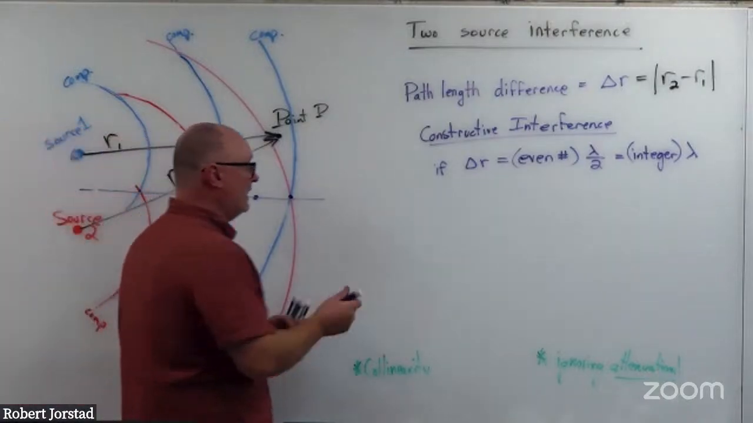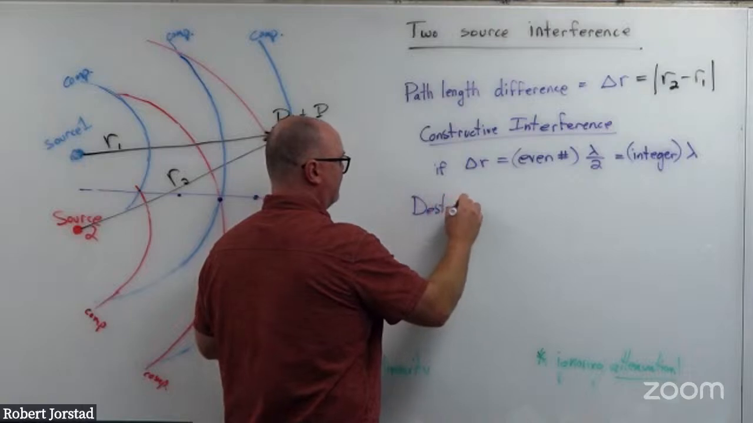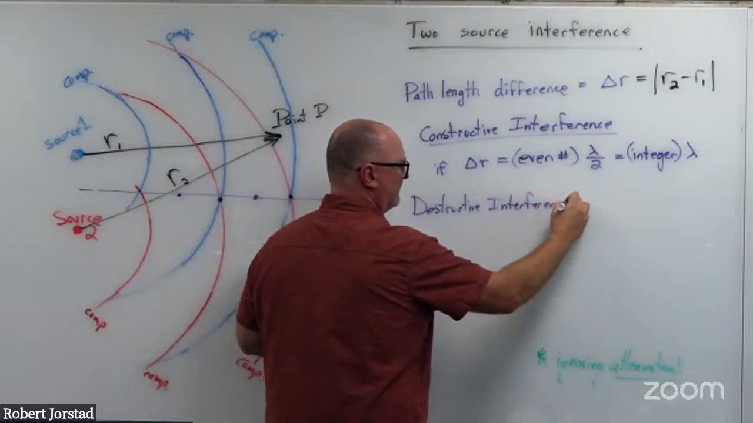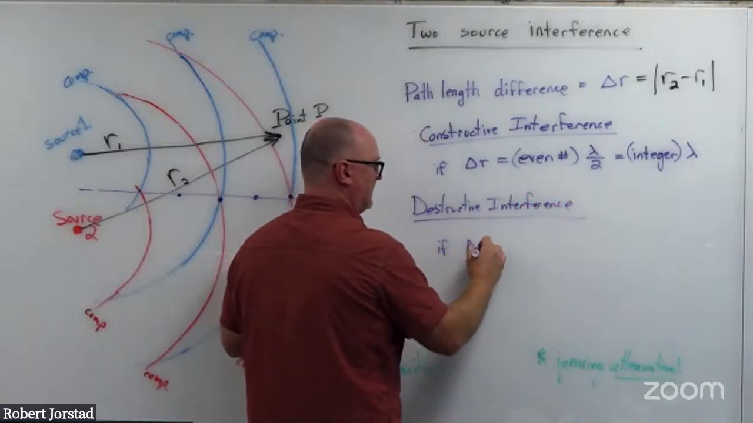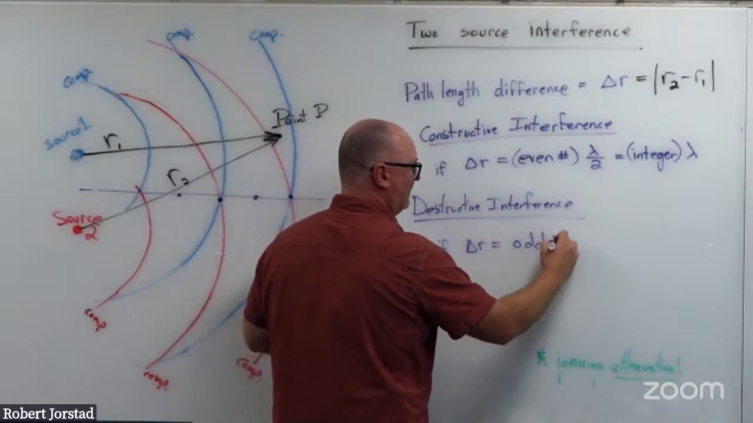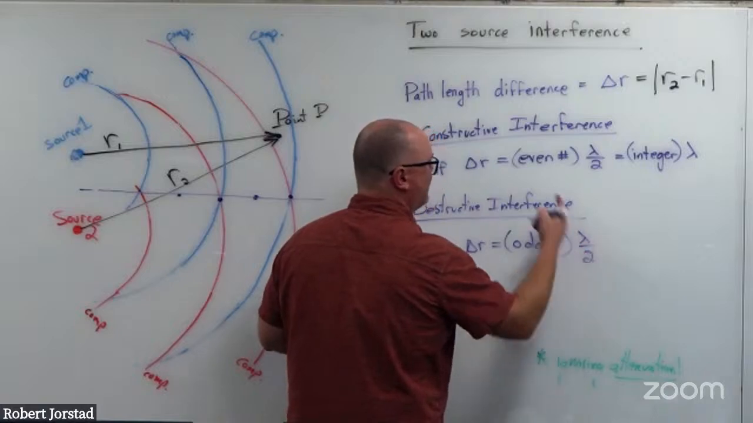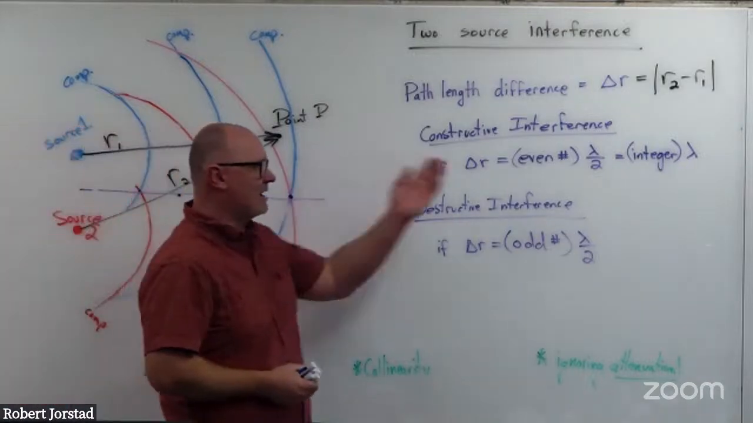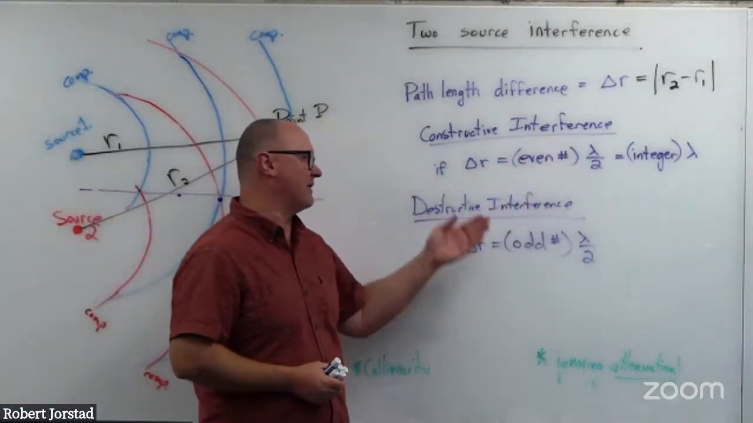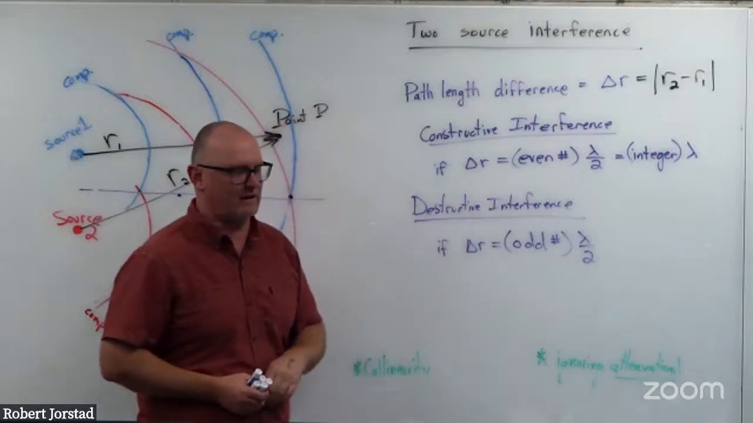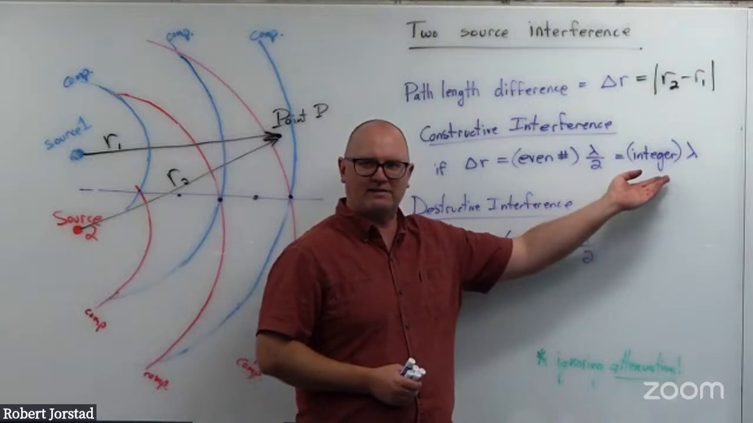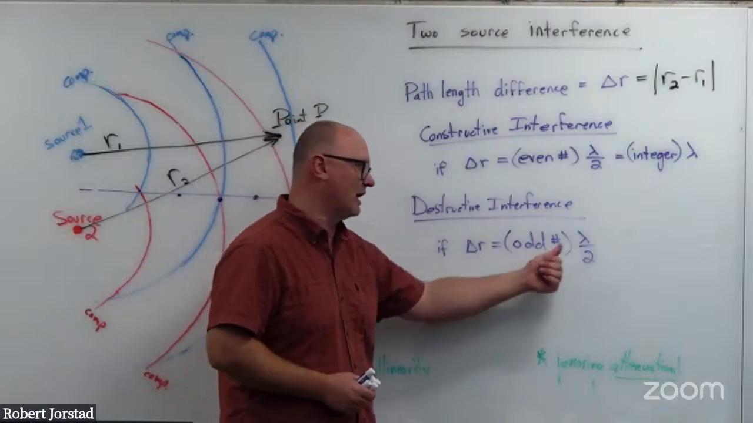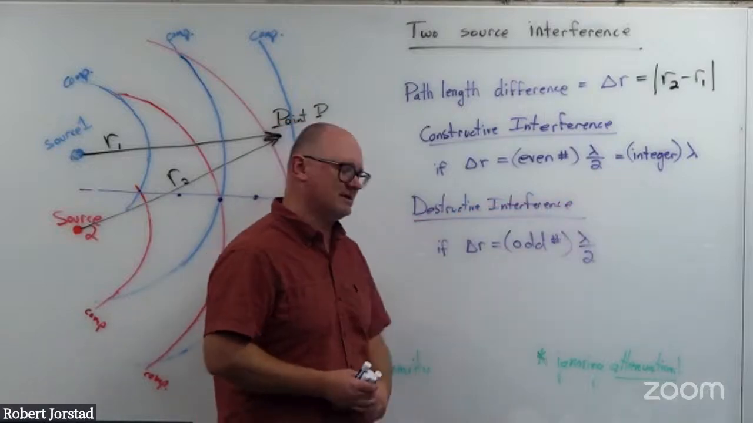All right? What about destructive interference? Well, if delta R is equal to an odd number of lambda over 2s, and now you know why I brought up the lambda over 2s. So in this case, if you have an even number of lambda over 2s, you get constructive. If you have an odd number of lambda over 2s, you get destructive interference. Said another way, if you get an integer number of wavelengths, constructive. If you get a half integer number of wavelengths, which can only happen with odd numbers, you can't have 2 lambda over 2s, that gives you destructive. You have to have odd numbers here.